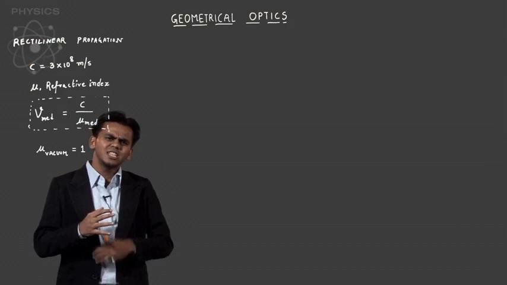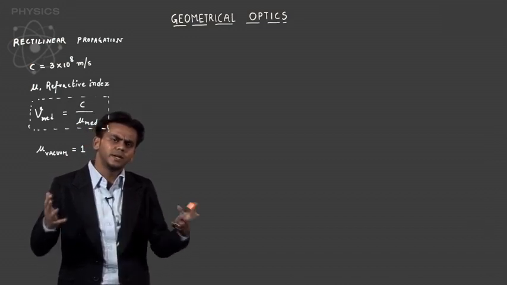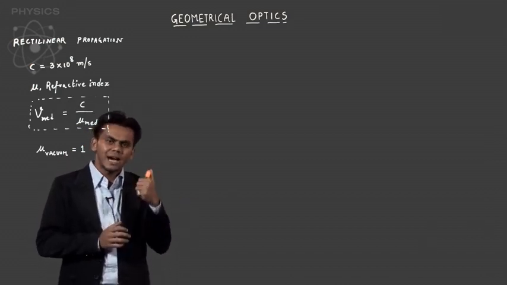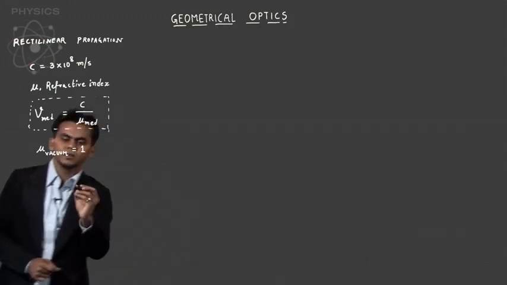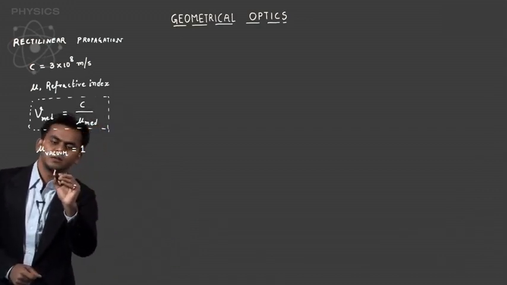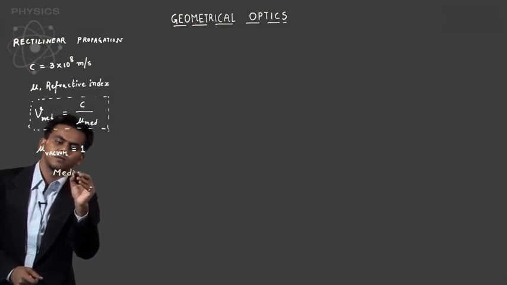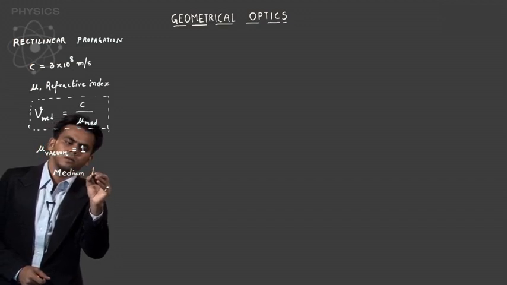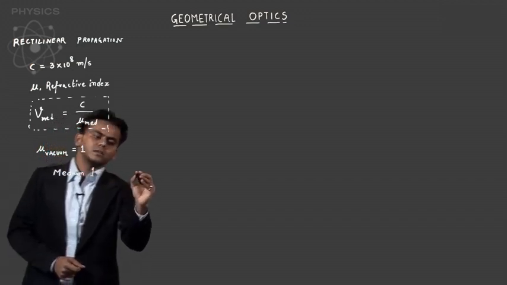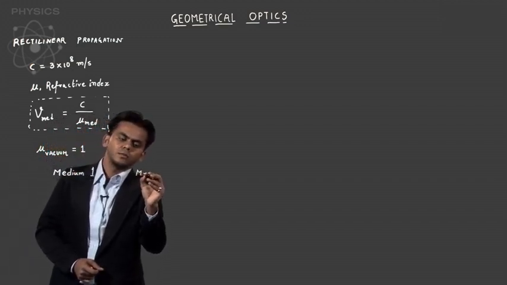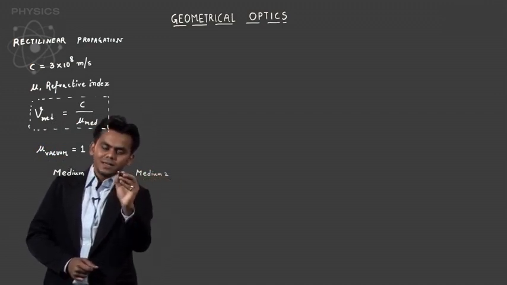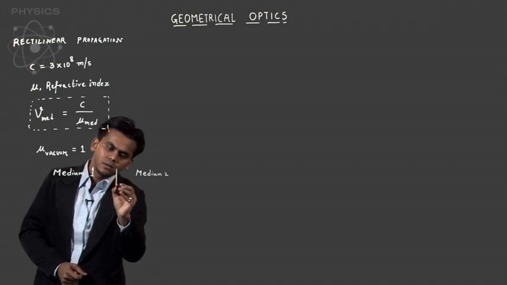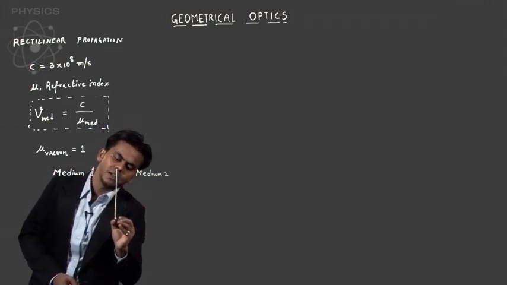Let's say I change my media from medium 1 to medium 2. What happens is, we have observed that if let's say this is medium 1, and this is medium 2, and this is the interface, or rather surface separating both the media.